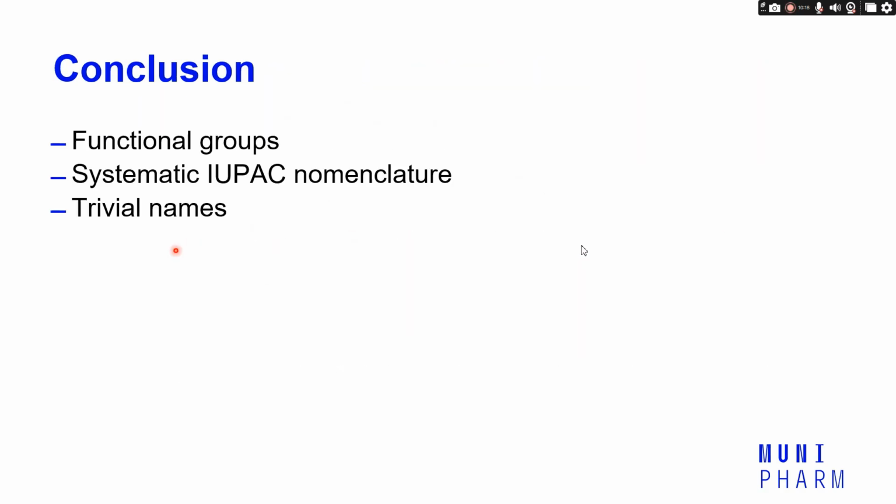And for the conclusions, during this presentation, we went through the basic nomenclature of the most important functional groups. And it was, of course, the basic system of the nomenclature. We mostly use the systematic IUPAC nomenclature, but very often I've mentioned the trivial names, which are in some compounds preferred and very widely used.